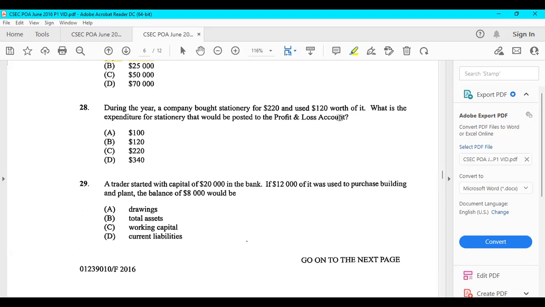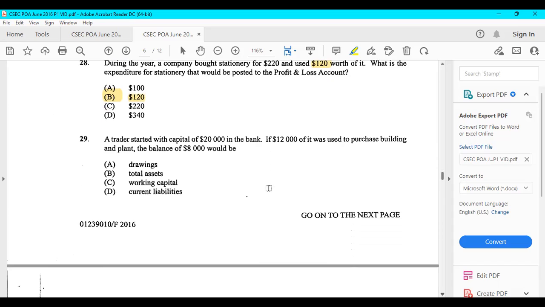However, when I use up some of those stationery, it now becomes an expense. So the $120 worth that you use is now an expense, and we know that expense goes up to the profit and loss account. So the answer is B. So when you use the stationery, you're going to debit the expense account and credit the stationery account. So it becomes an expense when you use it up. Cool.